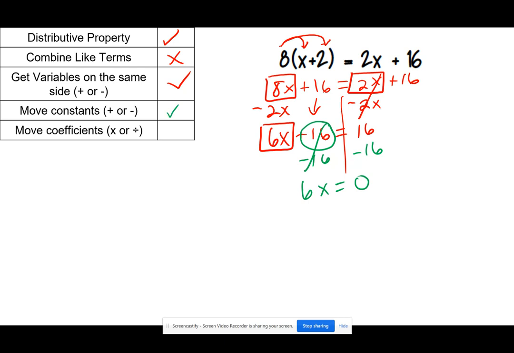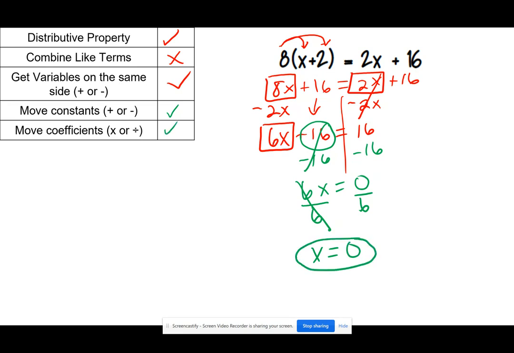And lastly, I need to move the coefficient. I need to move the 6. So 6 is connected to x by multiplication, so the inverse would be to divide by 6. These are going to cancel out because 6 divided by 6 is 1x, or just x. And then 0 divided by 6 is 0. So this is my final answer.